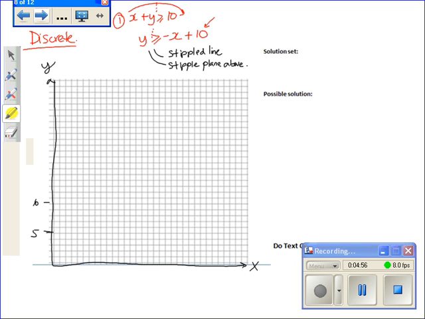There's 10. Okay, counting up another 5. There's 15. And there's 20. Okay. And there's 25. Okay, good. So I've just separated that out.